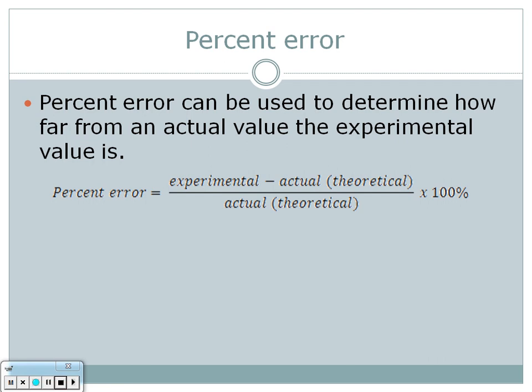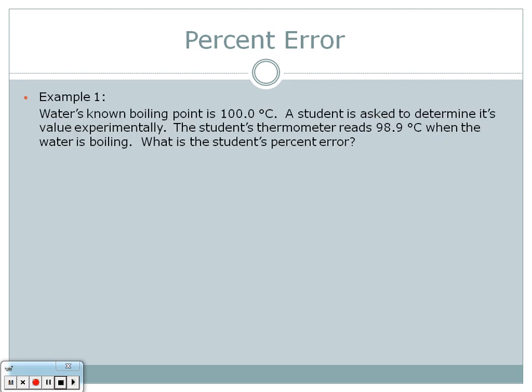In some equations, you'll see the absolute value sign around the experimental minus actual. I choose not to include that, and I'm going to show you why in a second, but just know that you may see that it doesn't matter if it's negative necessarily, although the way I view it, I think the negative is very instructive. So here's an example.